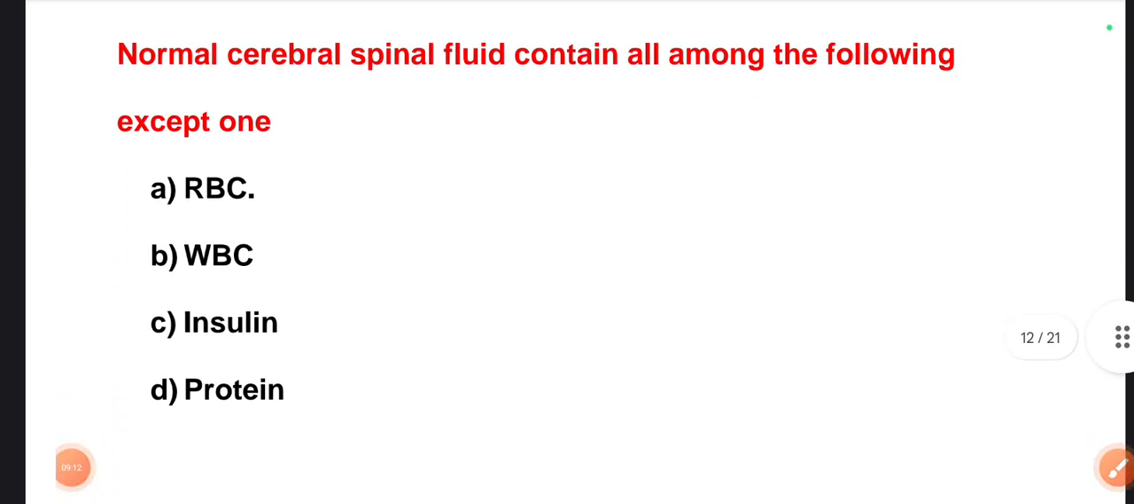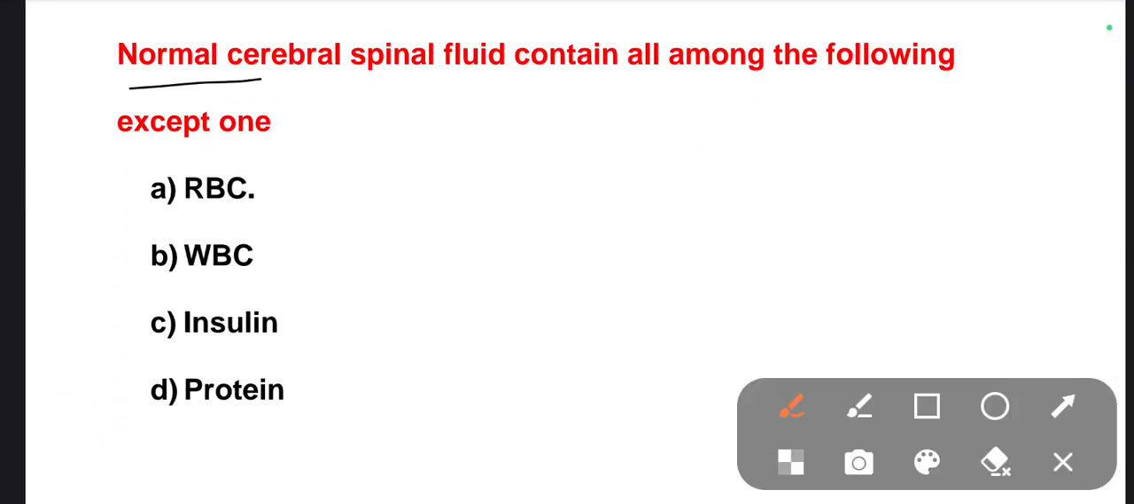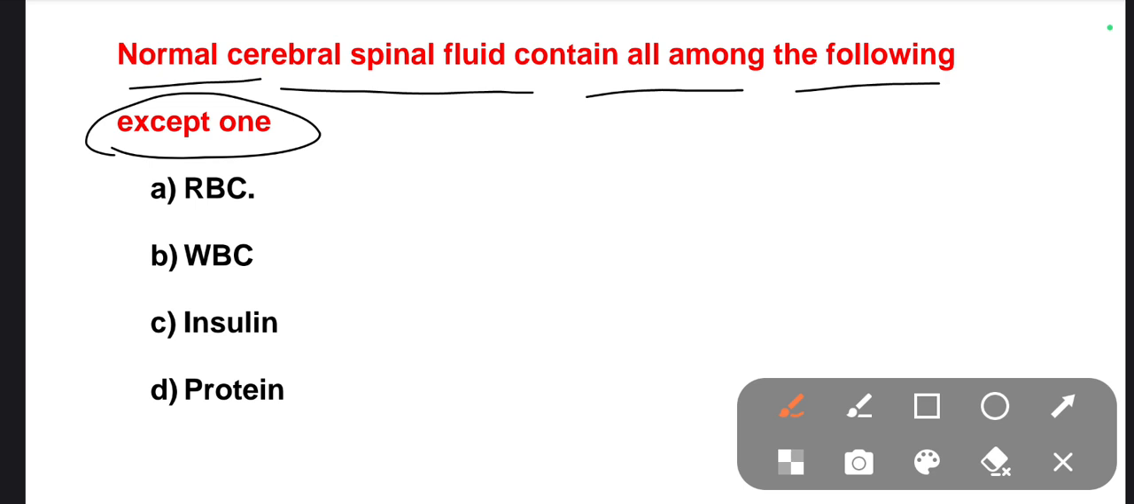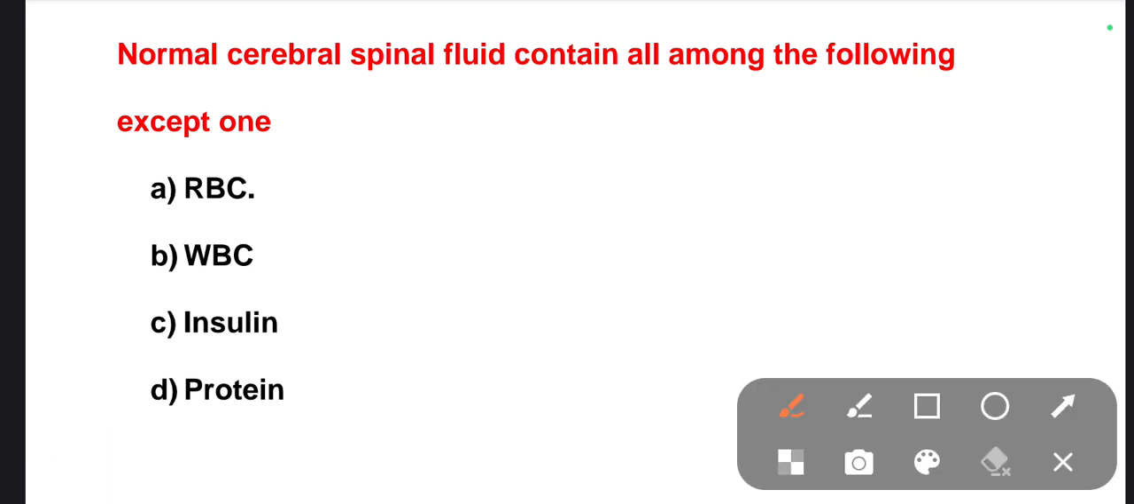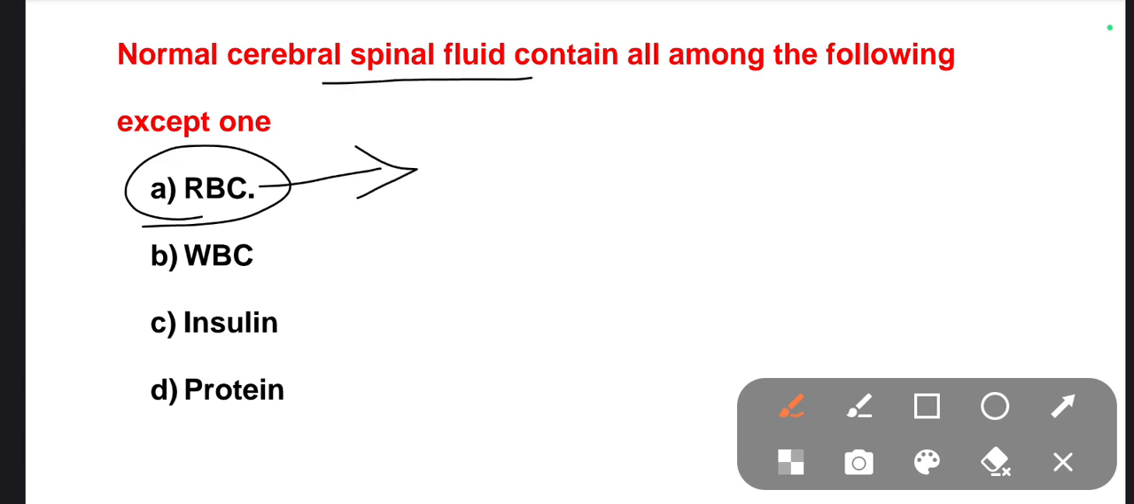The next one is, normal cerebrospinal fluid contains all of the following except one. Options are red blood cells, white blood cells, insulin, and proteins. The right one is RBC, red blood cells. Red blood cells are not present in the CSF, so they will not be present in the CSF.